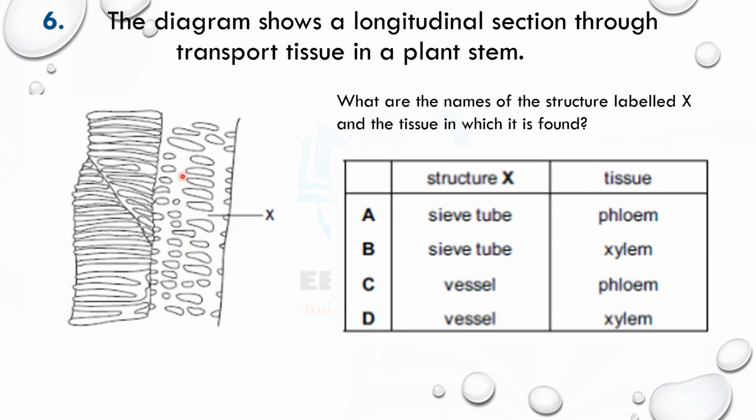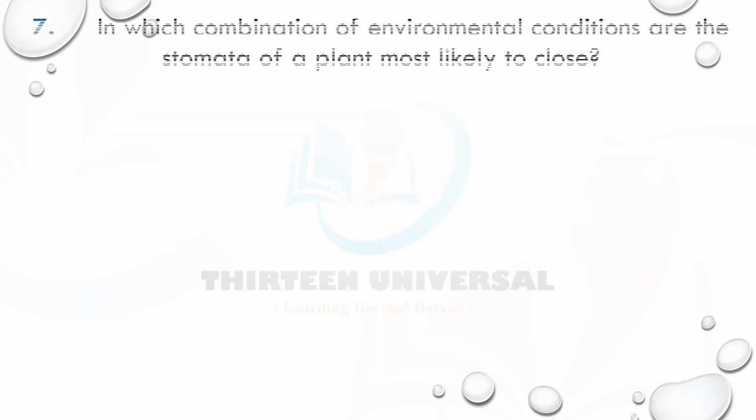Now this shows sieve plates. This looks like sieve plates that allow movement of material, sucrose, from one sieve tube element to the next, and it is only found in xylem. So it's found in sieve tube. Okay. So it's not found in xylem. So that's phloem. Okay. So that's A.